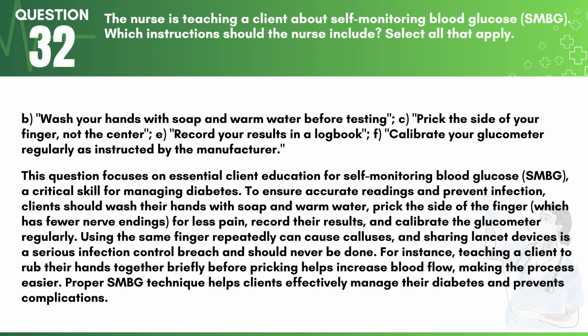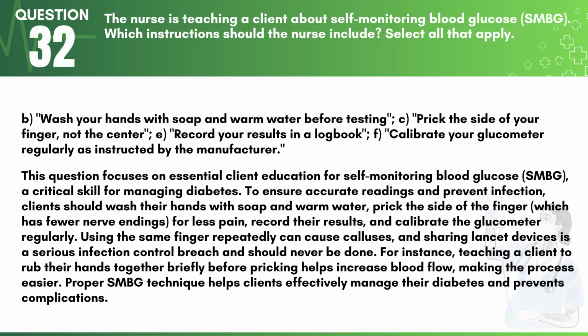Answer. Wash your hands with soap and warm water before testing. Prick the side of your finger, not the center. Record your results in a logbook. Calibrate your glucometer regularly as instructed by the manufacturer. This question focuses on essential client education for self-monitoring blood glucose, SMBG, a critical skill for managing diabetes. To ensure accurate readings and prevent infection, clients should wash their hands with soap and warm water, prick the side of the finger, which has fewer nerve endings, for less pain, record their results, and calibrate the glucometer regularly.